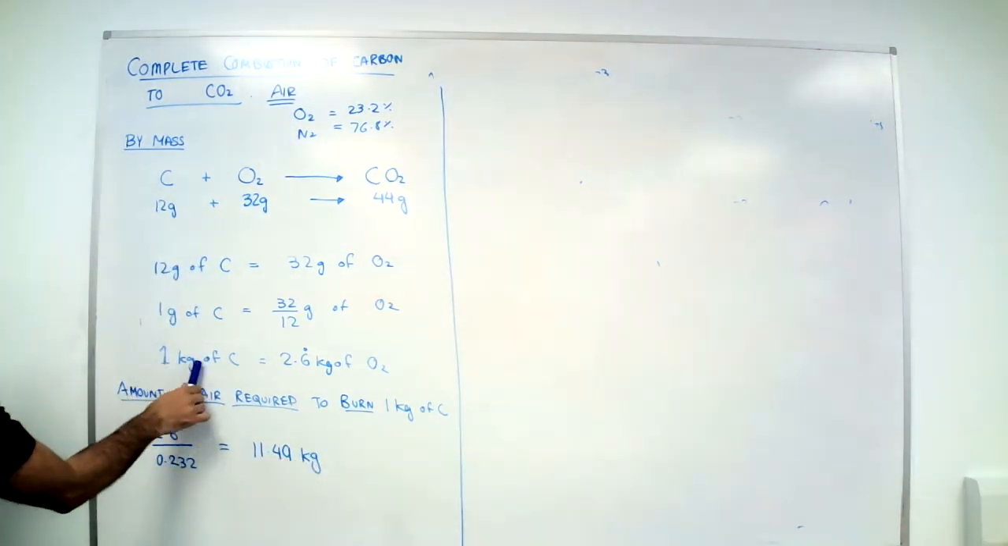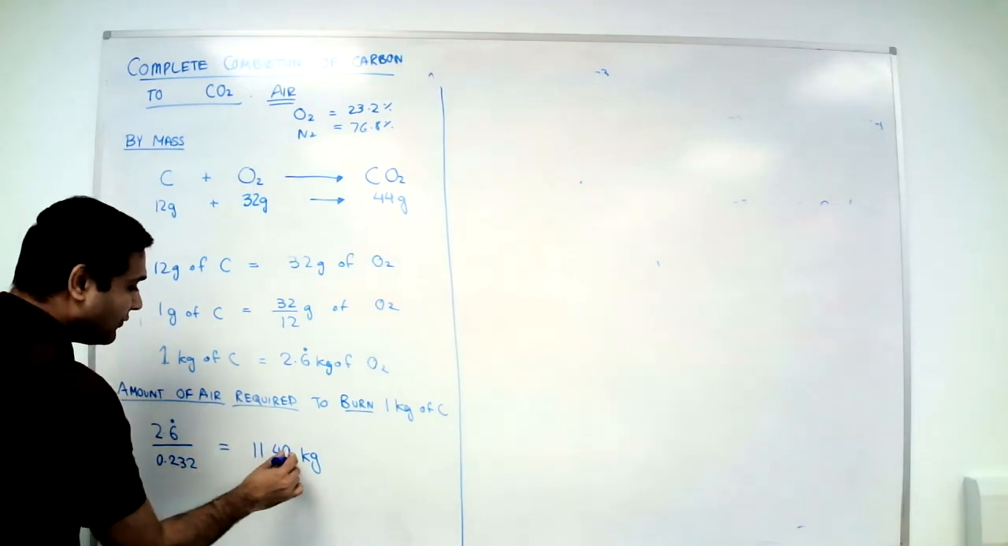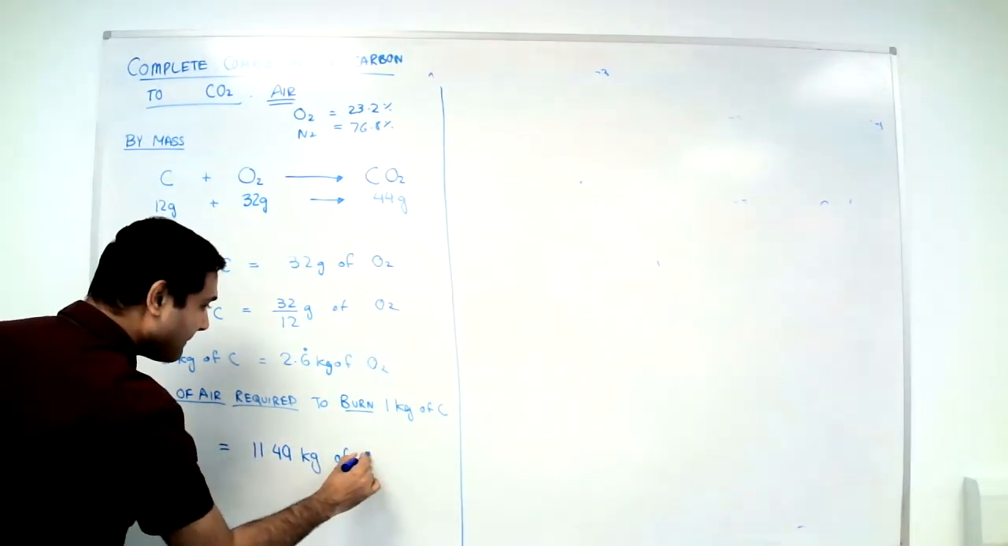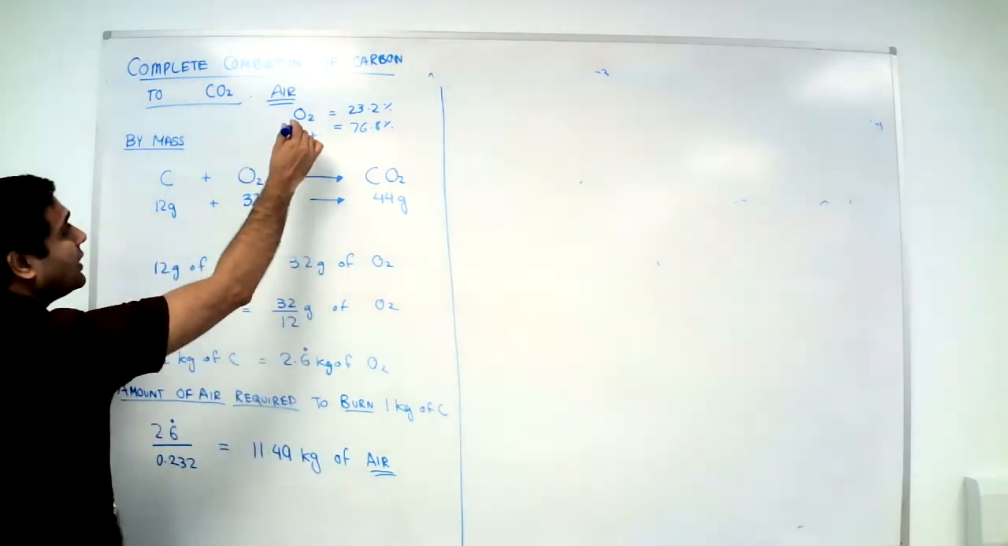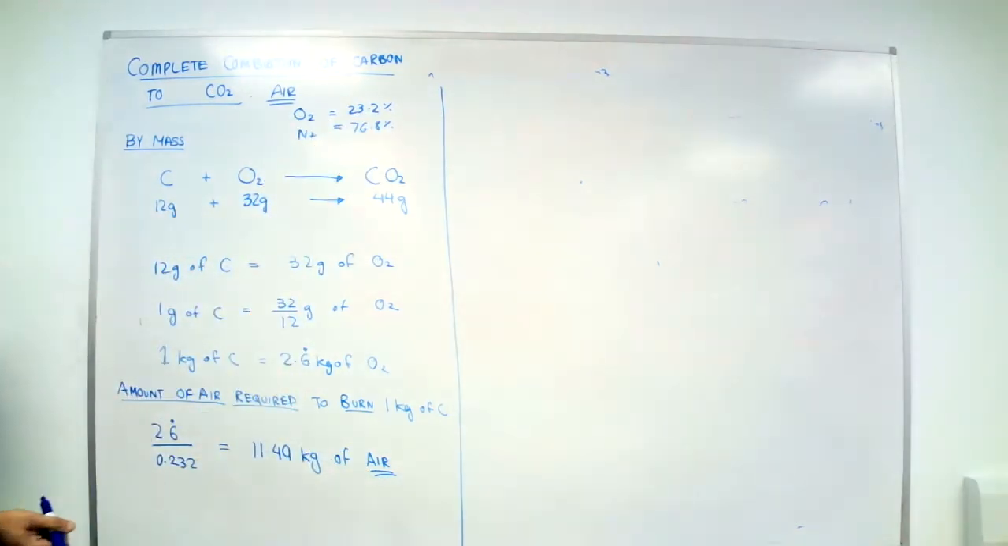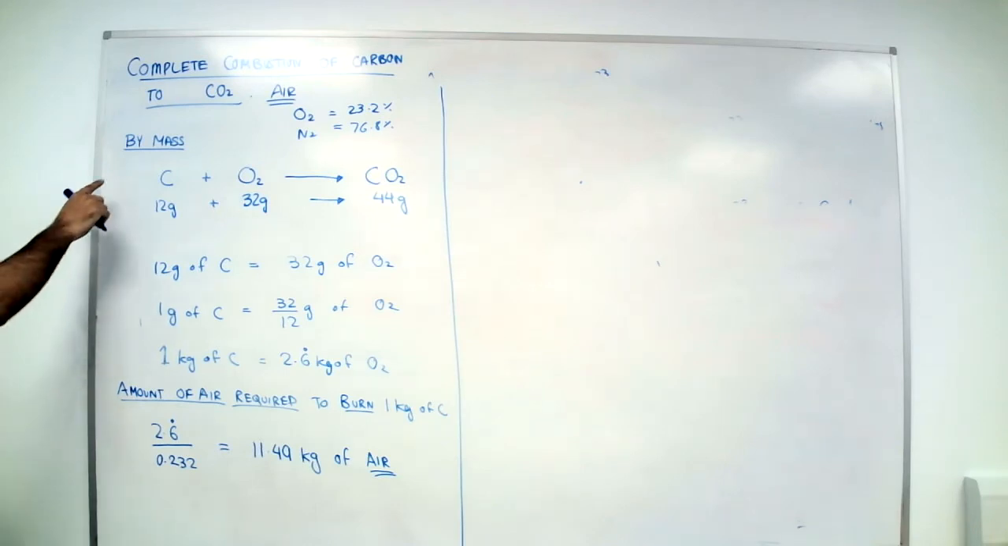To burn 1 kilogram of carbon, you need 11.49 kilograms of air. Out of that, the only thing we use is the 23% oxygen. The other 76.8% is the nitrogen, which is not required. Okay, so this is by mass. This is the analysis by mass.